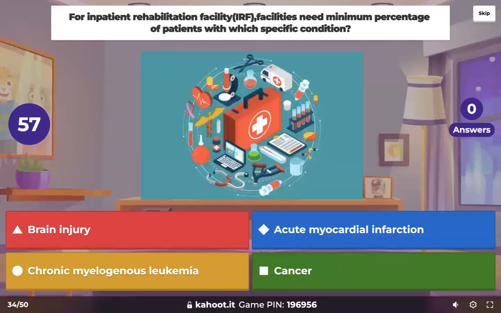For inpatient rehab facilities, they need a minimum percentage of patients with which specific condition? You're like, what the heck is this, right? Random fact, but may pop up. If you don't know, you can just guess. It's okay. We're here to learn.